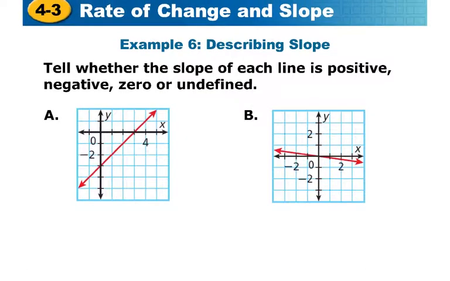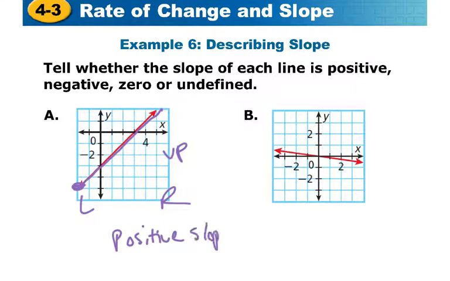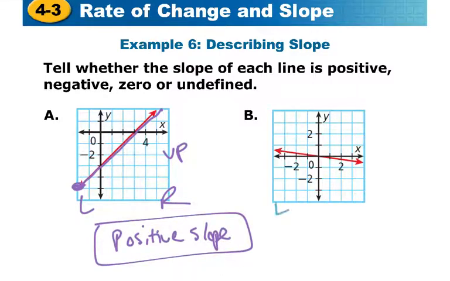Alright, so in this one we're going to describe the slope as positive, negative, 0, or undefined. So again, reading left to right, if I follow this line, I'm going up, and so up is positive. Same idea here, reading from left to right, starting at the leftmost point, going down, and so because we're going down, this is a negative slope.